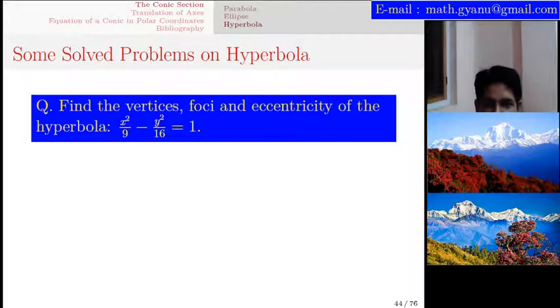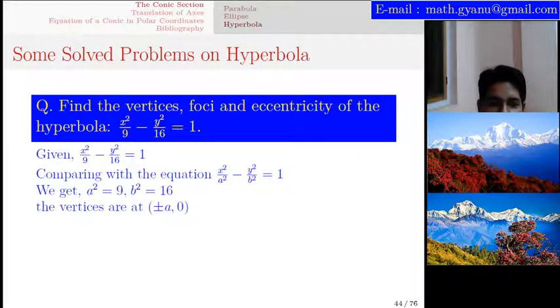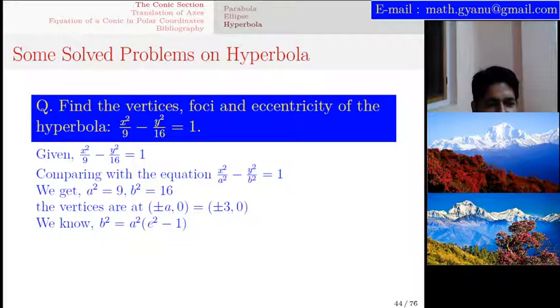Find the vertices, foci, and eccentricity of the hyperbola x square by 9 minus y square by 16 equal to 1, which is in standard form. Comparing with the given equation, you will see a square equal to 9, b square equal to 16. The vertices are plus minus a comma 0, so that will be plus minus 3 comma 0. And we know b square equals a square times e square minus 1. Solving this equation, you will find the value of e, that is, the eccentricity.